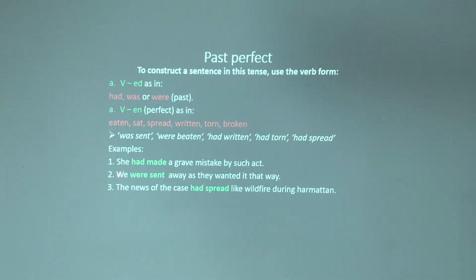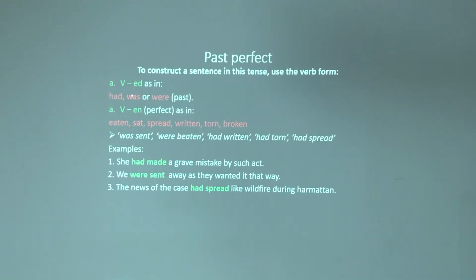The subject is in the plural, we. If we have the subject to be singular, we would use was. Good. Any question? Okay, let's construct a sentence each using had, was, and were with any other perfect verb. Please don't use the examples I've used here. Use different verbs.